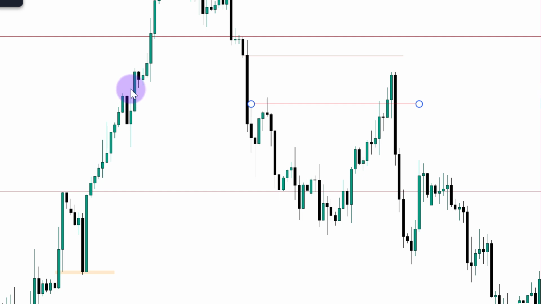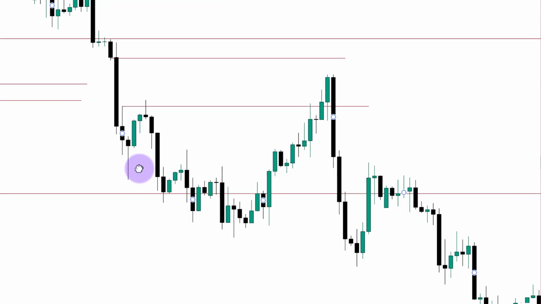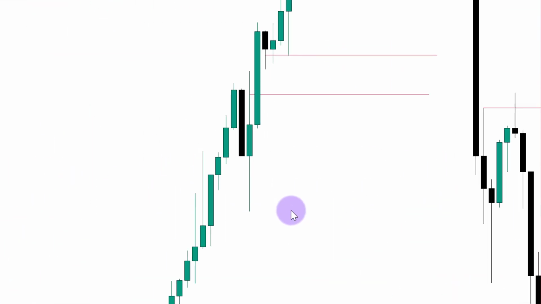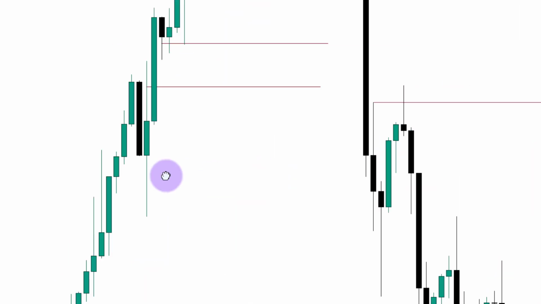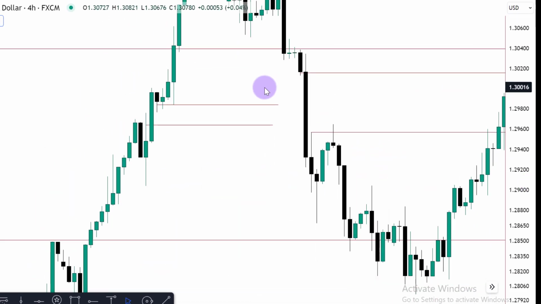Then we have another fair value gap by the left right here. We can call it implied fair value gap, 50% of the candle wick of the first candle that forms that fair value gap. Let me show you. Do you see this candle? 50% of the wick of the third candle. That's a fair value gap. So it's called implied fair value. So fair value gap by the left, fair value gap by the right.